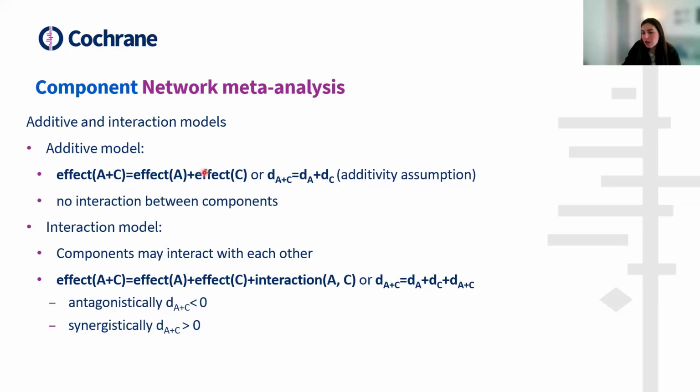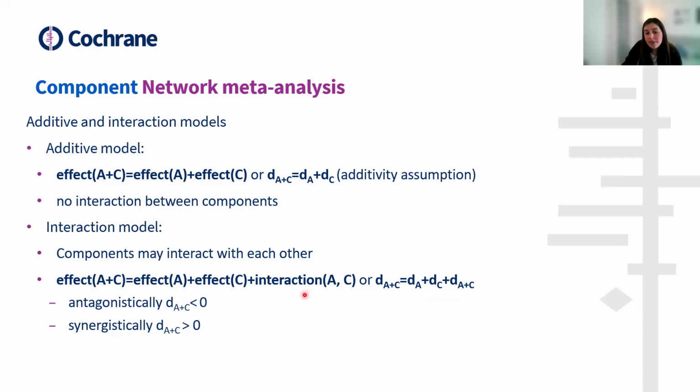However, assuming no interaction between components is a strong assumption to make, because some components may interact synergistically and thus they may lead to larger effects, while some others may interact antagonistically, leading to smaller effects. So to capture this, for example, here in this example, where we estimate the effect of A plus C, we assume that these two components interact with each other. And to capture this interaction, we include the interaction term, which is that one.